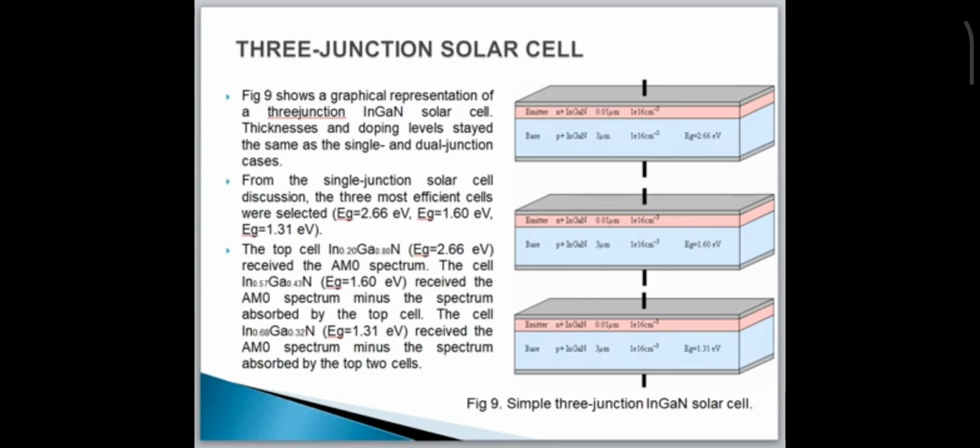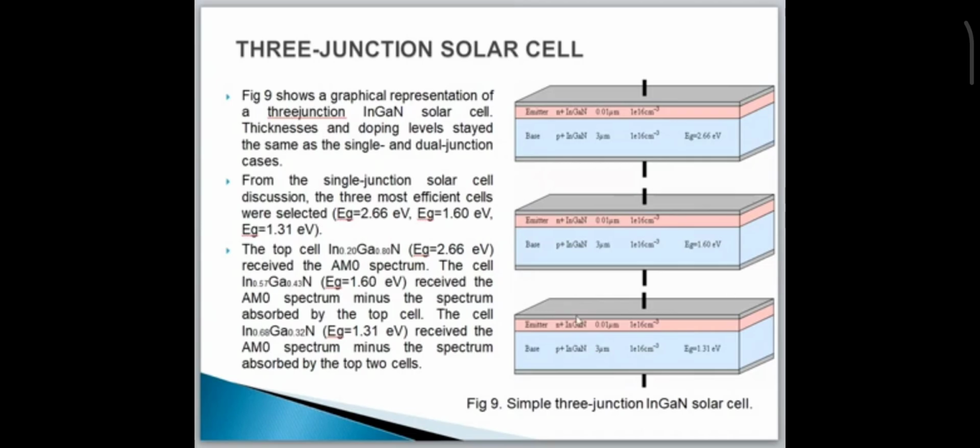This cell, indium gallium arsenide having mole fraction 0.57 and the electron band gap 1.60 electron volt, receives the AM0 spectrum minus the spectrum absorbed by the top cell. The cell having the mole fraction 0.68 and electron band gap 1.31 electron volt receives the AM0 spectrum minus the spectrum absorbed by the top two cells.